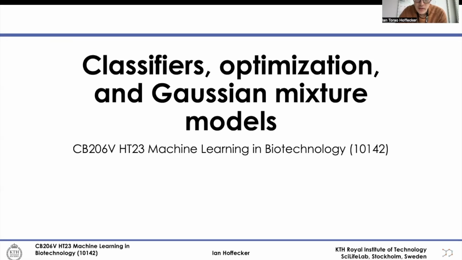Hello, my name is Ian Hoffecker, and welcome to another video on machine learning in biotechnology. In this video, I'm going to be talking about two topics, classifiers and optimization, and how they're unified by the concept of Gaussian mixture models, which is a form of unsupervised machine learning for clustering structures found in data.